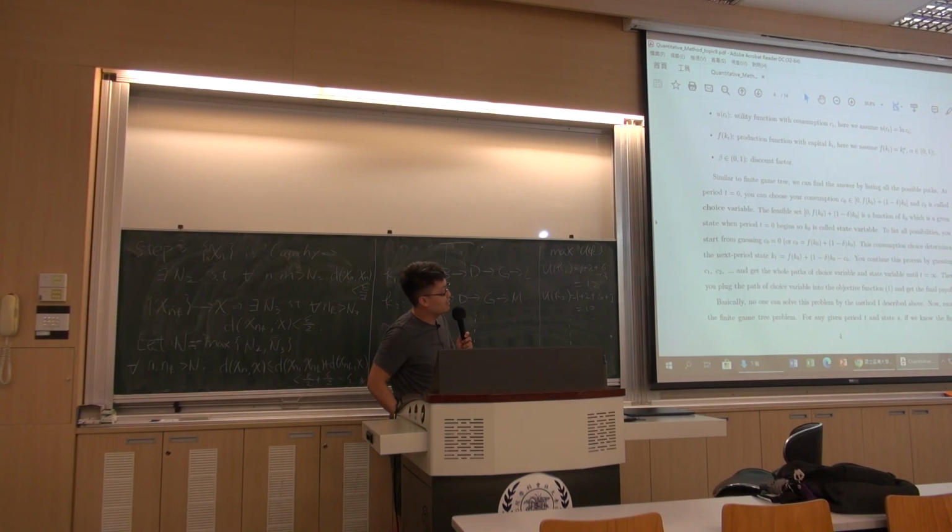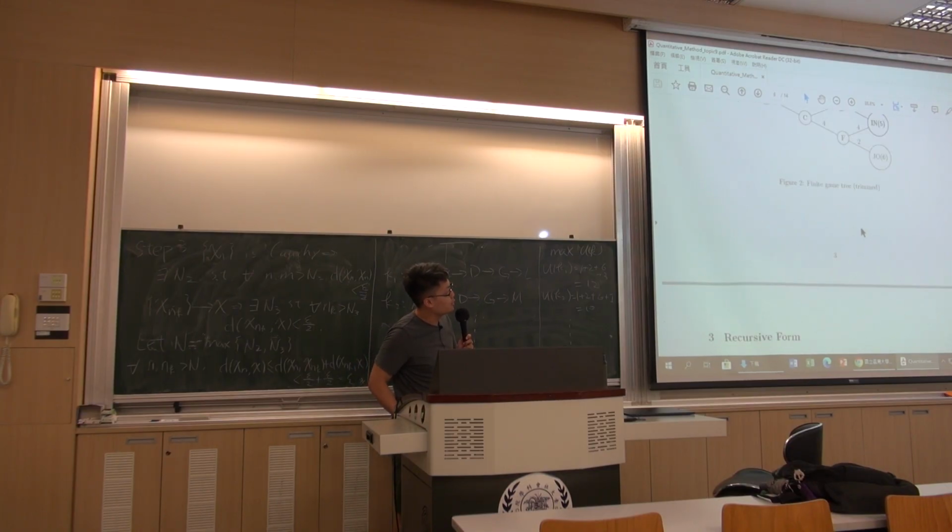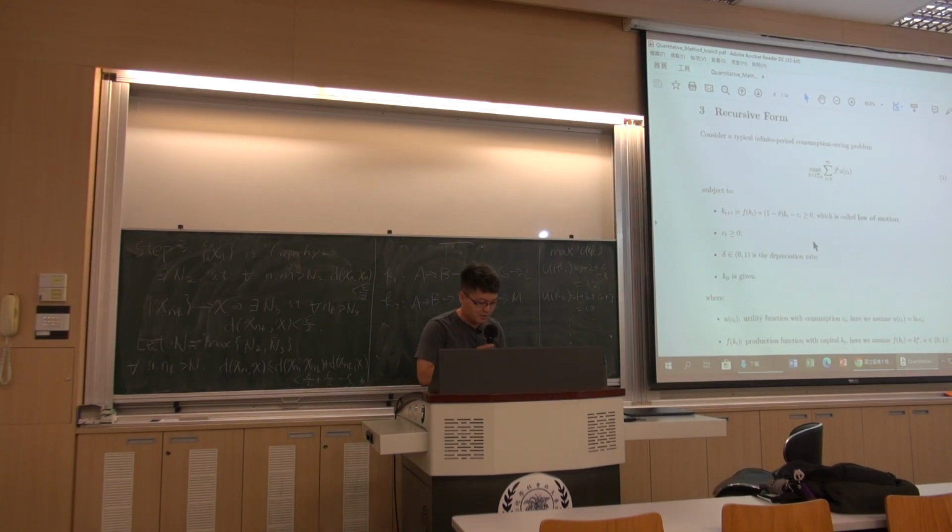Because originally the finite game tree problem is actually a discrete choice. Yeah, I should say countable. But now it is continuous. Like the choice set is continuous. So that means you will have infinite choices to make. Okay, so how can we do it?